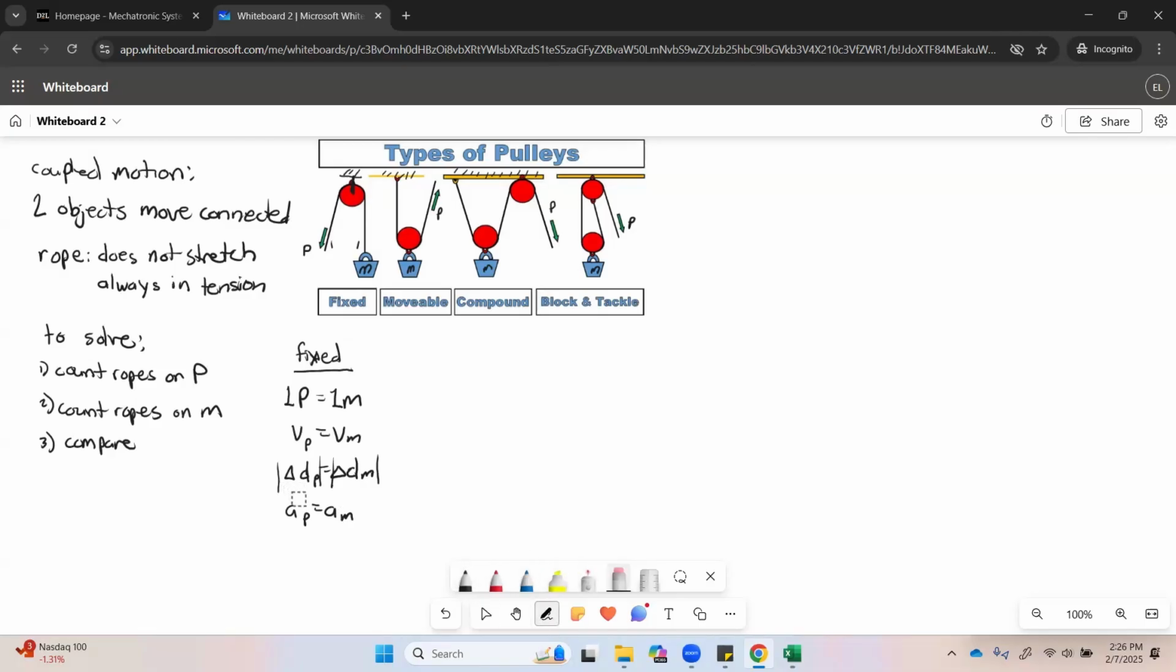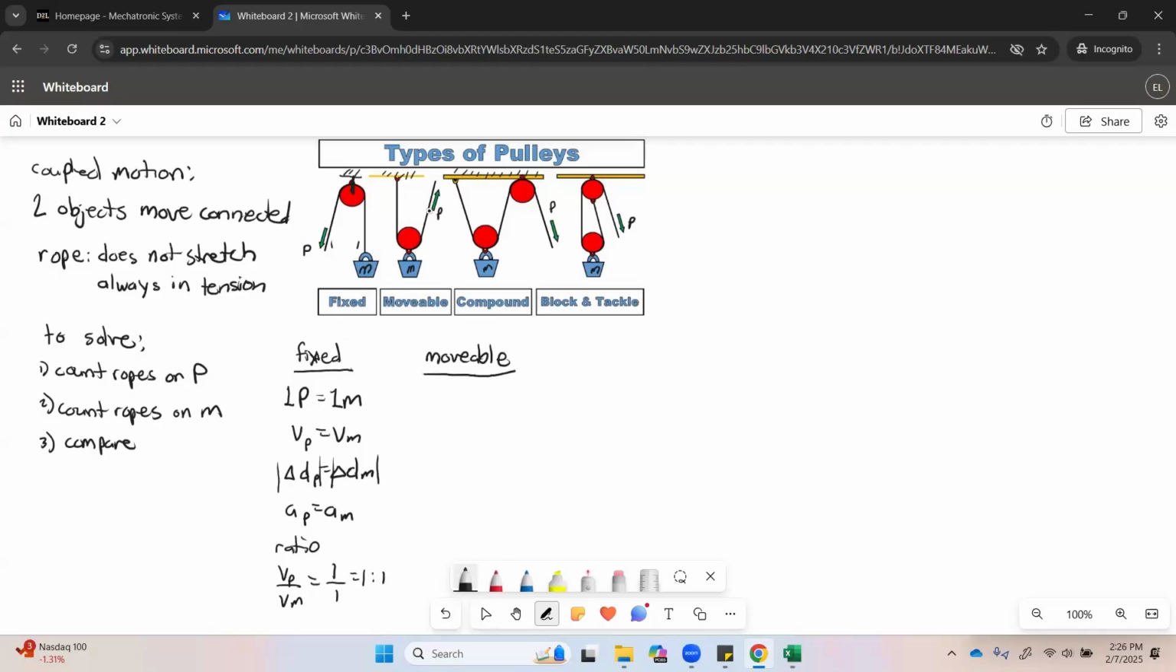So when speed changes on P, it changes just the same amount on the mass. So the ratio here, the mechanical advantage that you're going to get here, is going to be equal to VP over VM. And here it is a 1-to-1 because they're the same. Now the movable pulley, we'll do that one next.